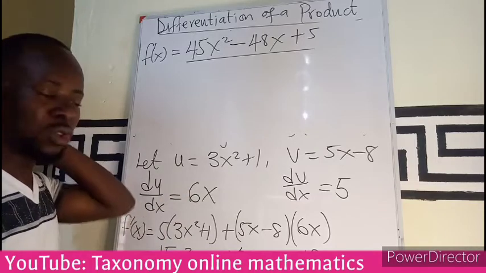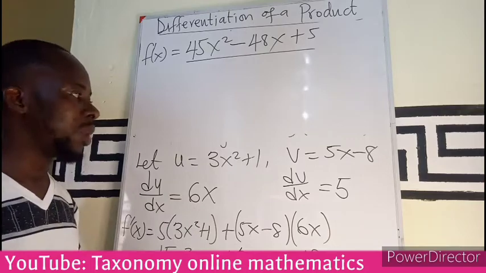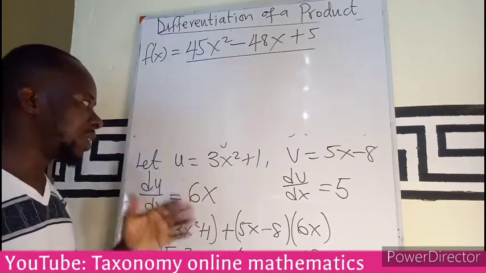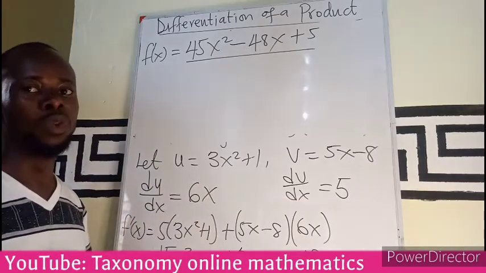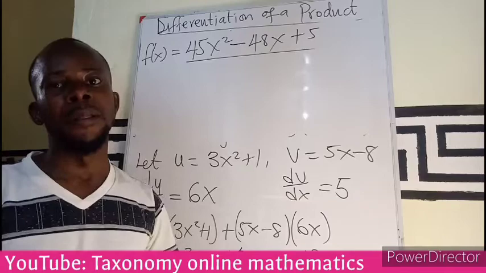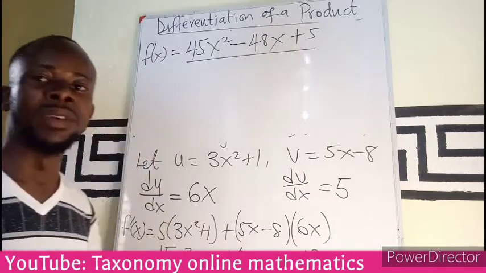You can also try by expanding the two brackets and see if you can also arrive at the same answer. It is always taking the first to be your u, the second to be your v. Holding one, differentiate the other, add it to the opposite, then you can get your differentiation.